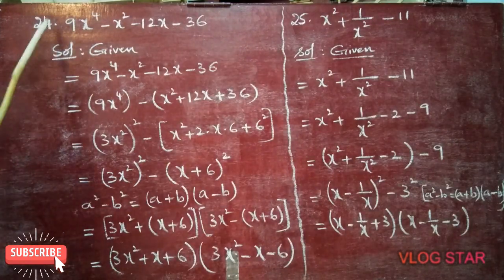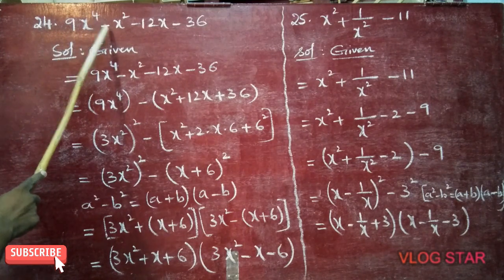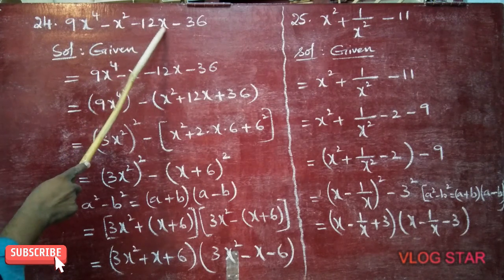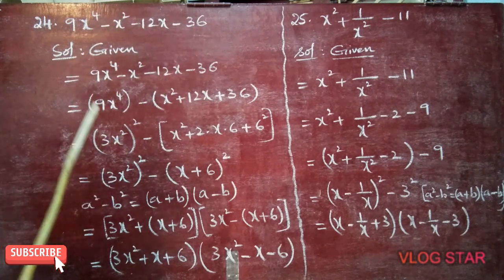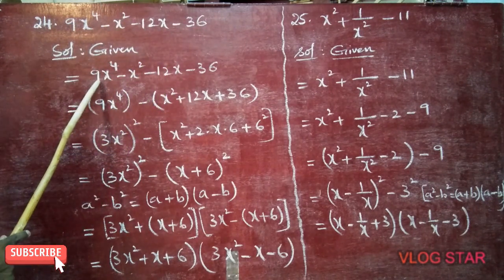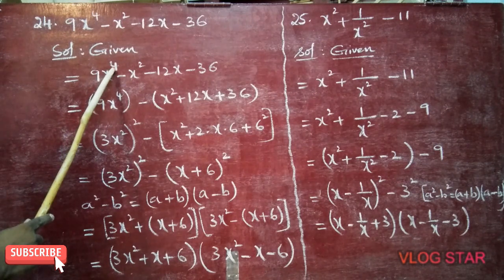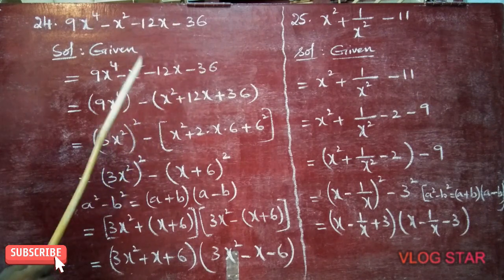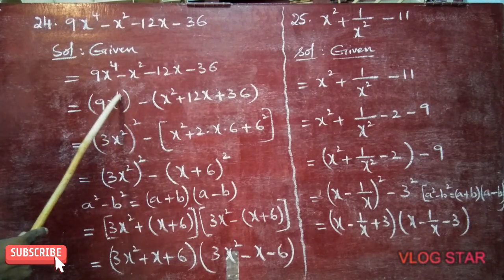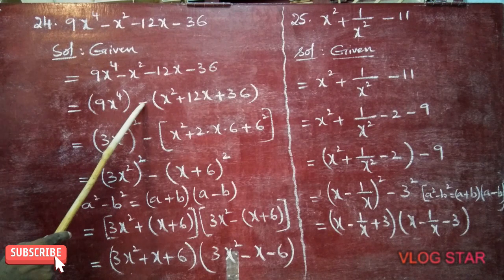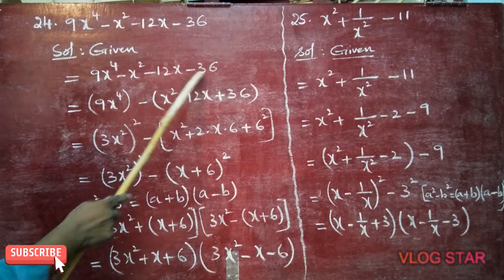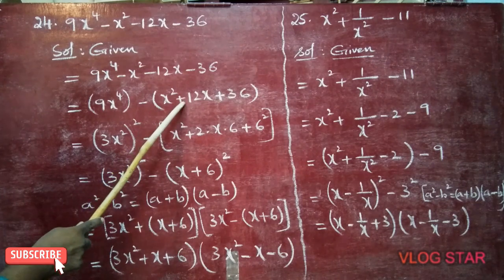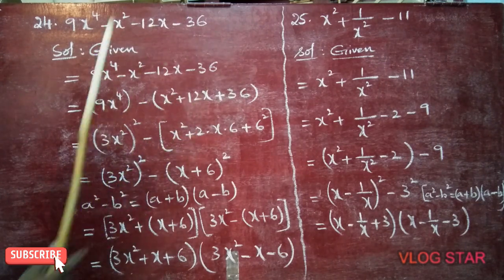24th problem. 9x to the power of 4 minus x square minus 12x minus 36. Solution given. What is given? 9x to the power of 4 minus x square minus 12x minus 36. Put 9x to the power of 4 in one bracket and take minus common from the next three terms. It becomes minus, and the minus becomes plus: x square plus 12x plus 36.